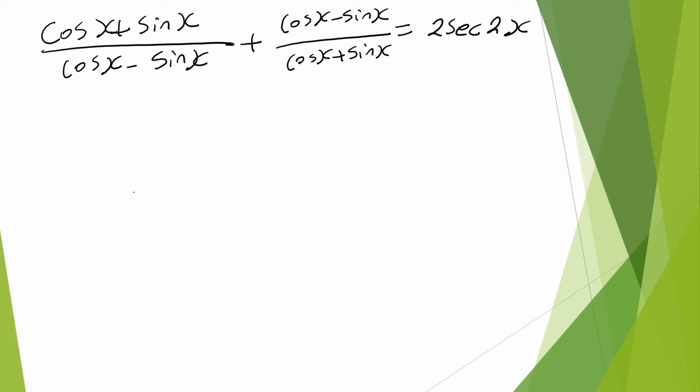Now because we have two separate fractions in here, we need to find the common denominator between the two, which is this one times that one, and that helps me to rewrite everything as one fraction. So the common denominator is this.